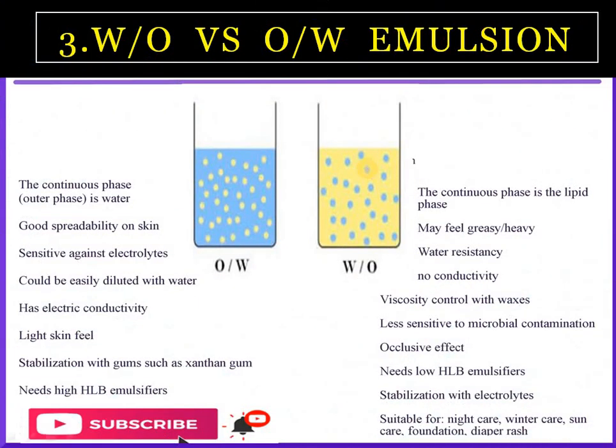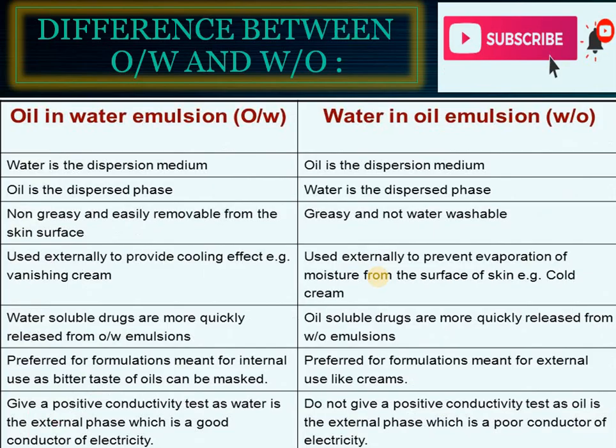One more thing I will discuss with you is where this is used. It is useful for night care creams, winter care creams, even foundations, and sun care creams. All those creams are basically your water in oil type emulsion, where water is present in lesser quantity and oil is present in a large quantity. So this is the difference between oil in water and water in oil type emulsion.